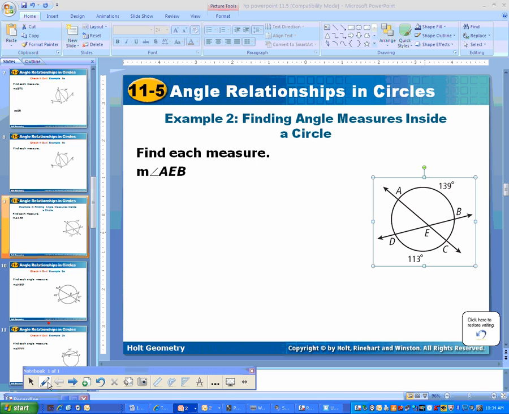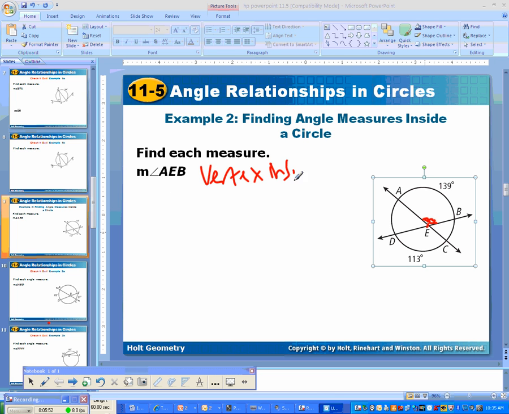So what that means is we want to find angle AEB. We want to figure out what this angle is right here, and the vertex is inside. So we're going to take the first arc, add it to the second arc, and divide it by 2. And remember, these are opposite of each other.